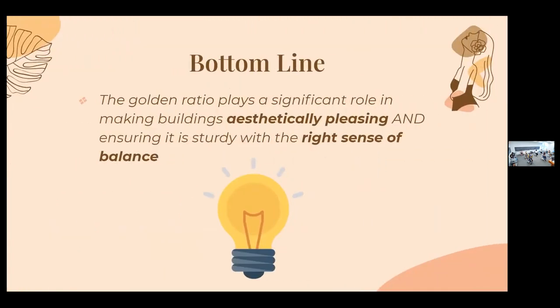So overall, the golden ratio plays a significant role in making buildings aesthetically pleasing and ensuring it is sturdy with the right sense of balance. So it doesn't matter if it was accidental or intentional, because the golden ratio's presence, having been brought about in either circumstance, really served to make the structure shine, both in terms of its physical beauty and actual strength.